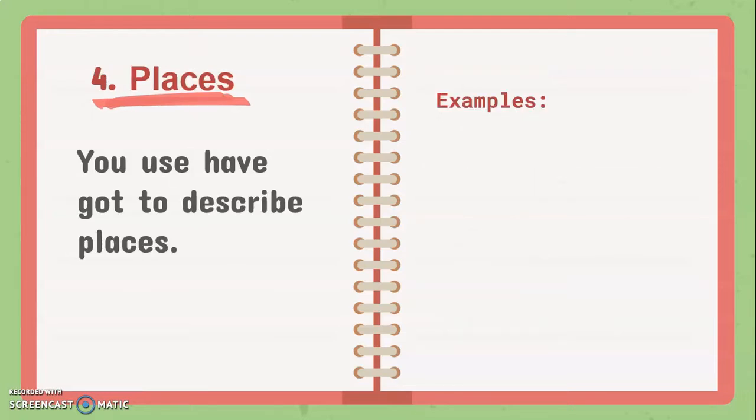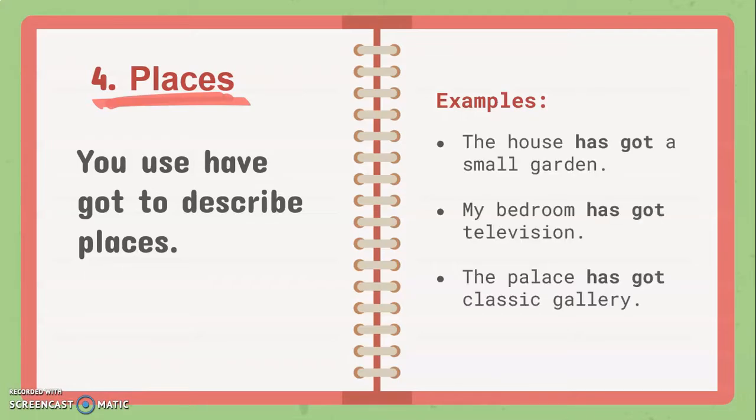And fourthly, you use have got to describe places or talk about places. For example, the house has got a small garden. My bedroom has got a television. The palace has got a classic gallery.